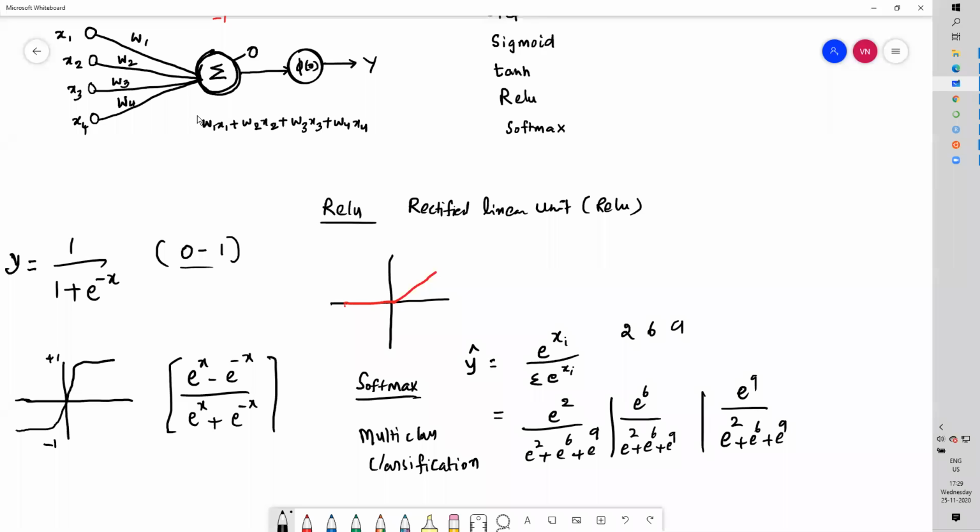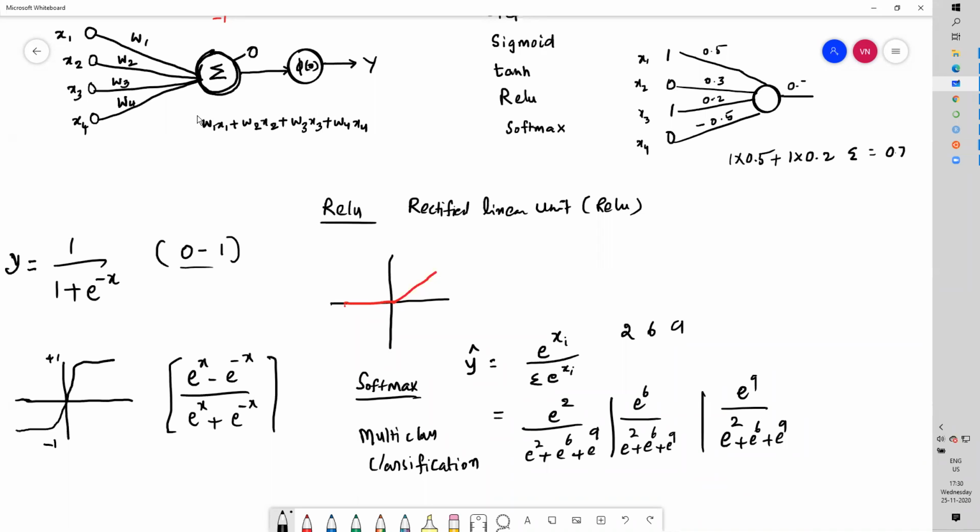So let's write that. We are passing values like 1, 0, 1, 0. So this is my x1, this is my x2, this is my x3, this is my x4. And the weights that we are giving are 0.5, 0.3, 0.2, and minus 0.5. And what would be the summation? 1 into 0.5, so that is the first one. 0 into 0.3, no need to write. 1 into 0.2, so that is this one. And 0 into minus 0.5, no need to write this. So the summation is giving you an output of 0.7. The output here is 0.7.